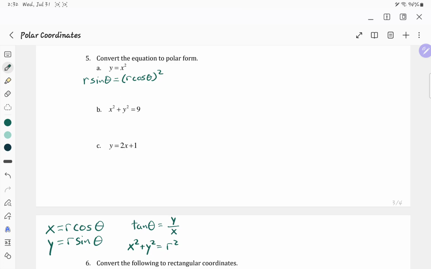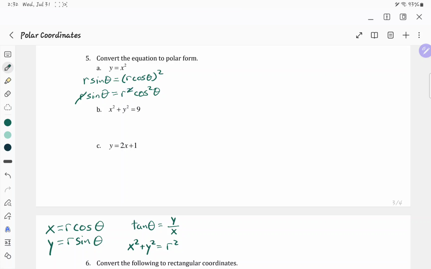So we're going to square the right side. We got r sine theta on the left. We'll go and square the right side. So this is going to be r squared times cosine squared theta. And then we can divide both sides by an r, so an r on the left and r on the right will divide out.